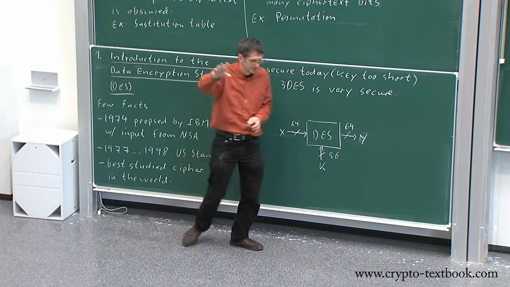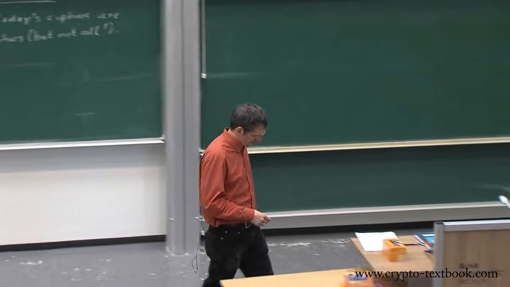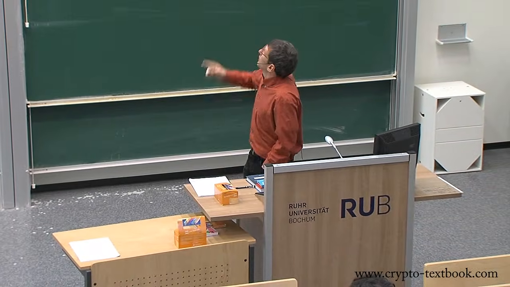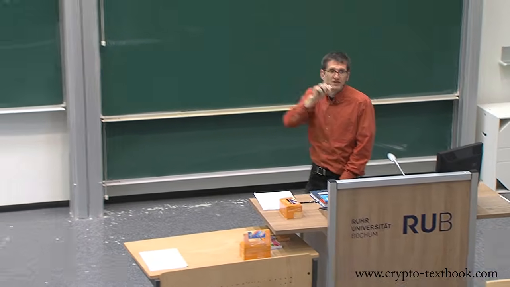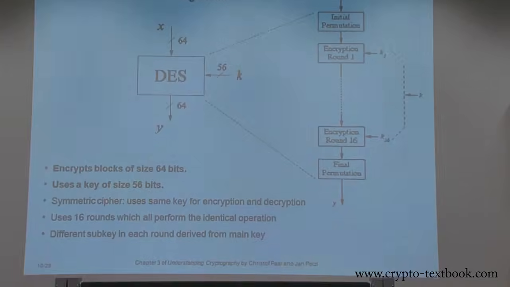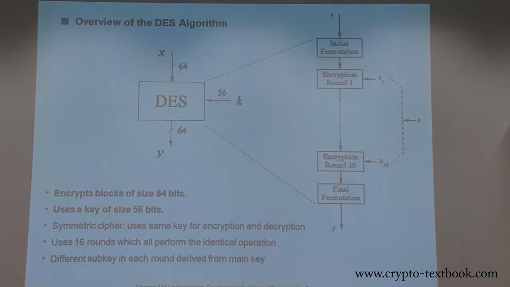Okay? Good remark. Back to English. So again, now we want to know what's inside an encryption round. And if we know what's happening inside an encryption round, we essentially won. We know how the cipher works, because then you do it 16 times in a row, and that's fine.